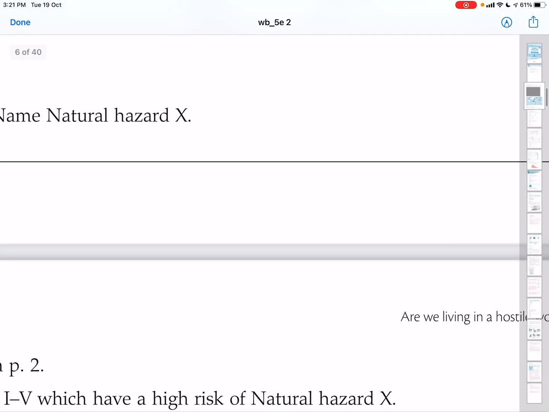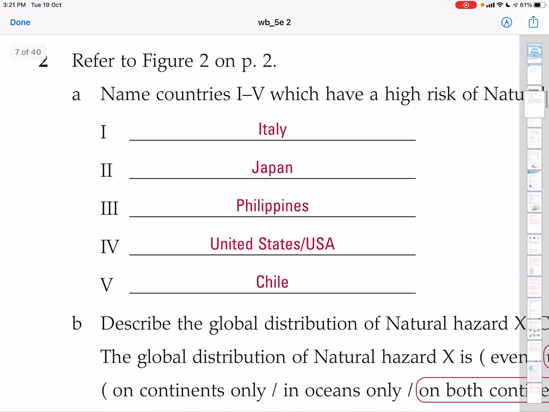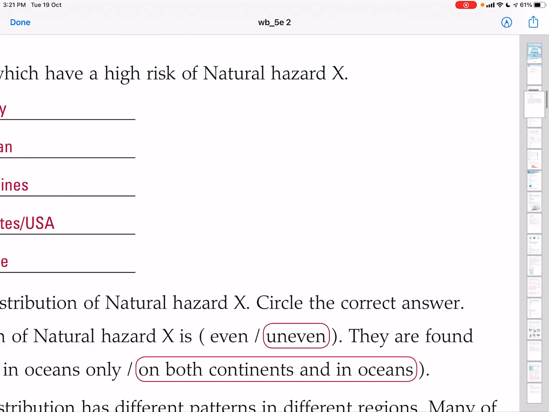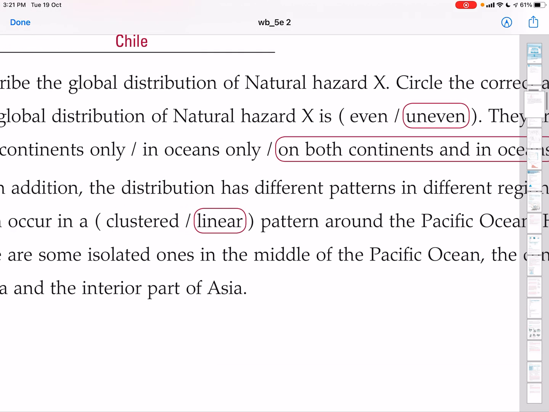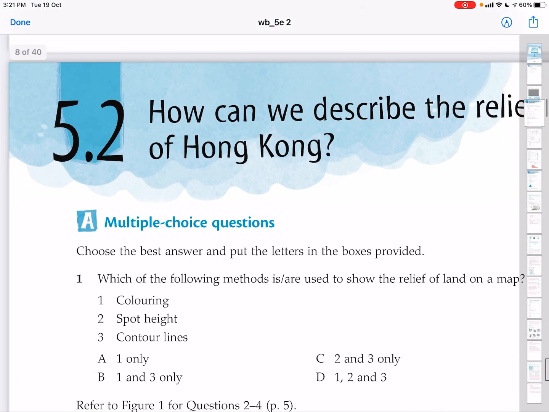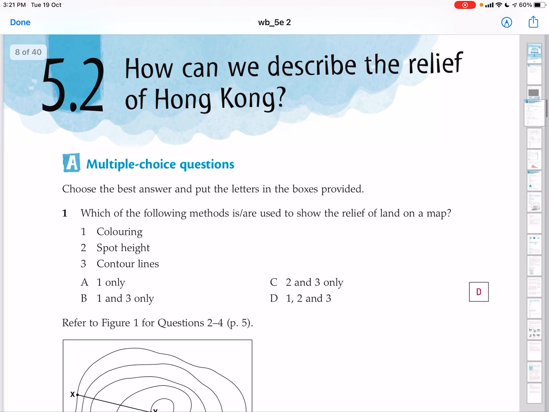So accordingly, we have different kinds of natural hazards, and the global distribution of the natural hazards is uneven, and they are found in the continent and in the ocean. Mostly they are in a linear pattern. Okay, and how can we describe the relief of Hong Kong?